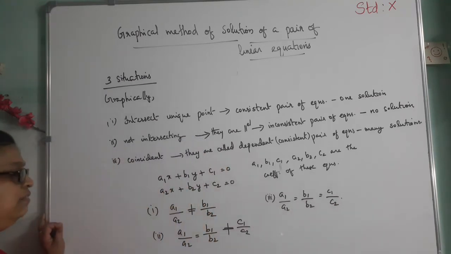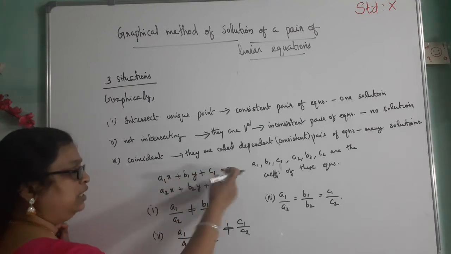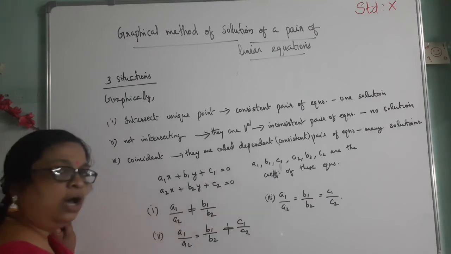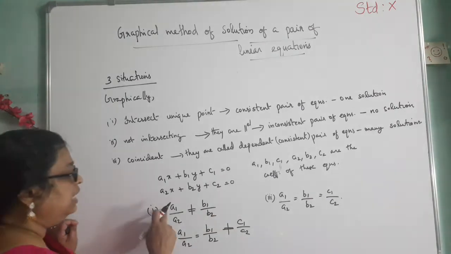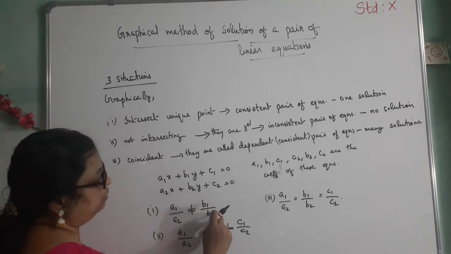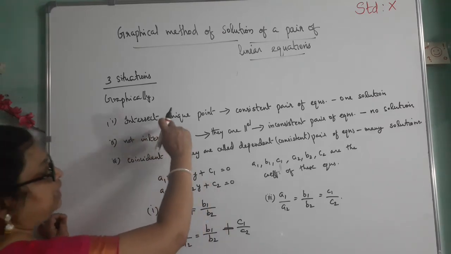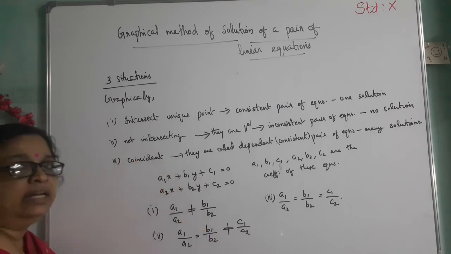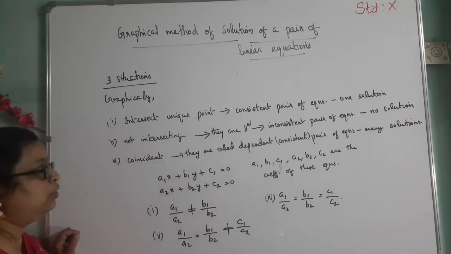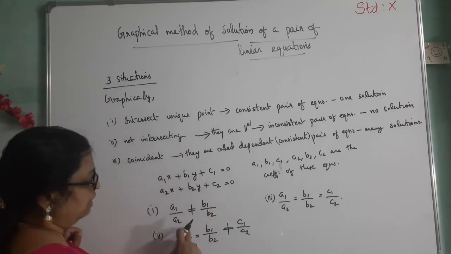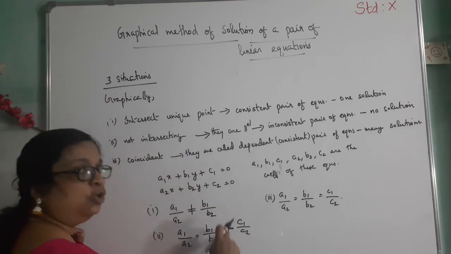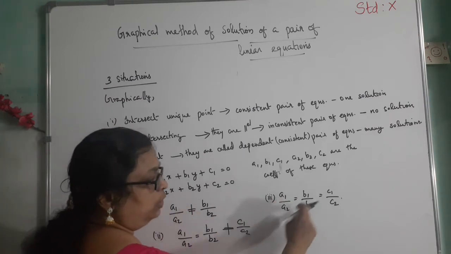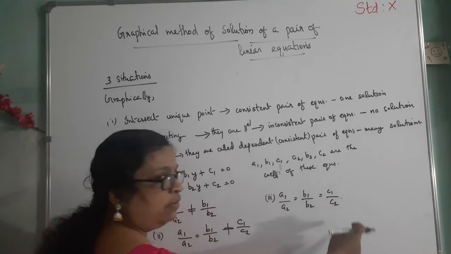So generally, a1x plus b1y plus c1 equal to 0 and a2x plus b2y plus c2 equal to 0 are a pair of linear equations. If a1 by a2 is not equal to b1 by b2, they have a unique solution, intersecting at one point, and the equations are called a consistent pair of equations. Not intersecting means a1 by a2 equals b1 by b2 but not equal to c1 by c2, and coincident means a1 by a2 equals b1 by b2 equals c1 by c2.